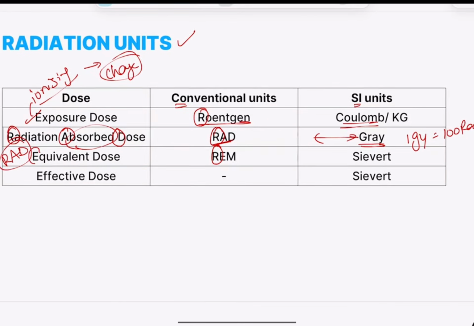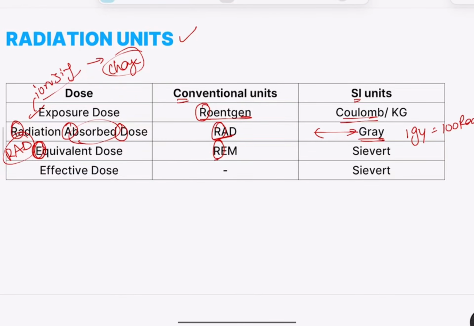So remember, for equivalent, starting with E, the conventional unit starts with R, so REM is what you have here. Sievert is SI, remember it is the SI unit of equivalent and effective dose. So equivalent and effective dose have the same units, the REM and the sievert. REM starting with R is conventional, sievert is SI. 1 sievert is equal to 100 REM.